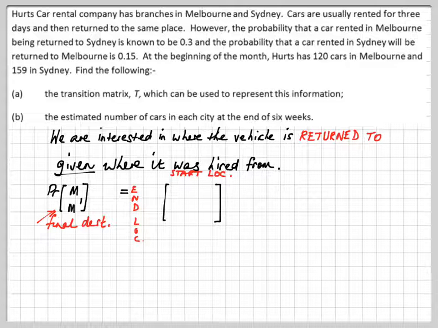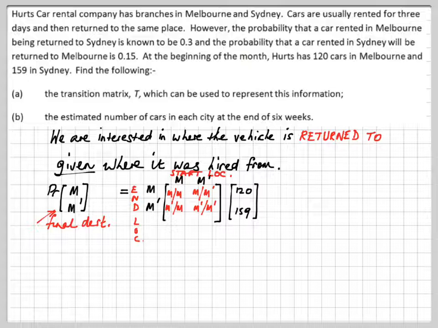Now you notice I've written down on the left hand side, end location, and the top row in red is the given starting location. All right. So if I write that out, Melbourne, not Melbourne, and Melbourne, not Melbourne. Okay. Now we can do our street directory. Melbourne given Melbourne, not Melbourne given Melbourne, Melbourne given not Melbourne, not Melbourne given not Melbourne, all right? Now, that's times our initial state matrix, which was 120 cars in Melbourne and 159 in Sydney.